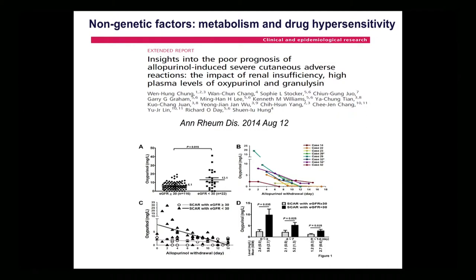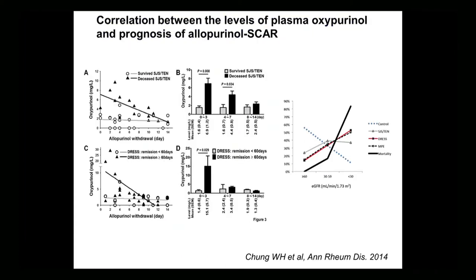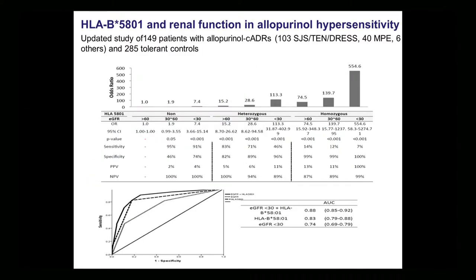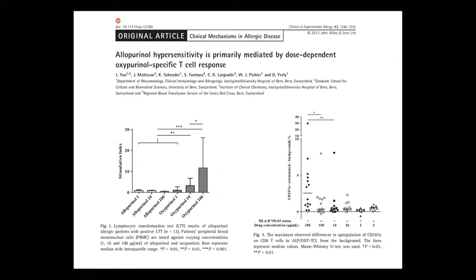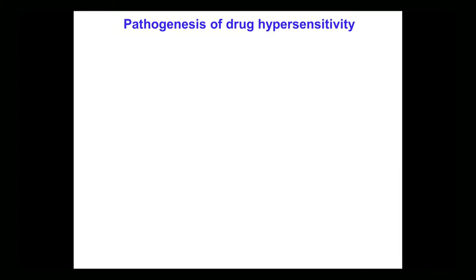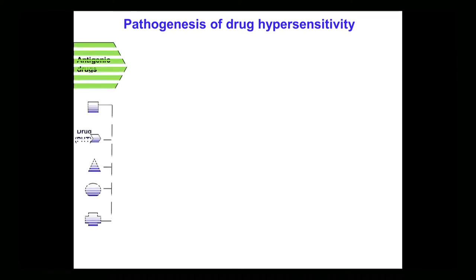Even taking allopurinol, we find if the patient has poor renal function, then the metabolite of allopurinol will have delayed metabolism. Even if the patient stops taking the drug, if the patient has poor renal function, with a CCR less than 30, we found the mortality rate will largely increase. So it means not just the B5801, but also renal function. If we combine the two factors together, with poor renal function and the HLA allele, the risk of the patient developing allopurinol hypersensitivity will largely increase. This theory has been supported by the dose-dependent allopurinol-specific T-cell response study conducted by Dr. Pichler. So not just genetic but also non-genetic factors can affect the pathogenesis.